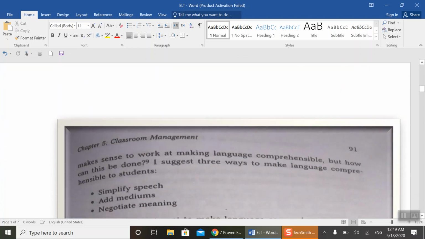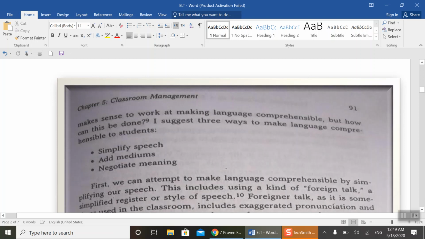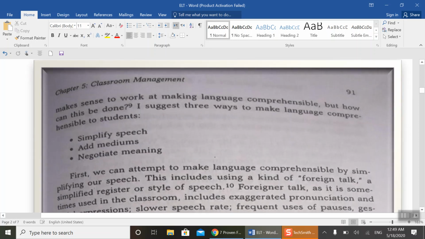As such, it makes sense to work at making language comprehensible. So how can we solve this problem? The problem is that sometimes the language of the teacher, the material, is not comprehensible to students, and the students feel anxious. They feel that they are frustrated.